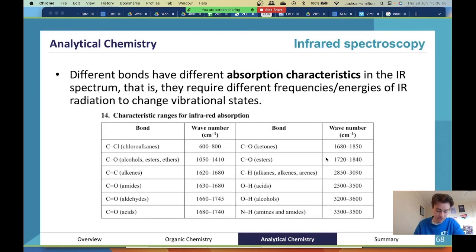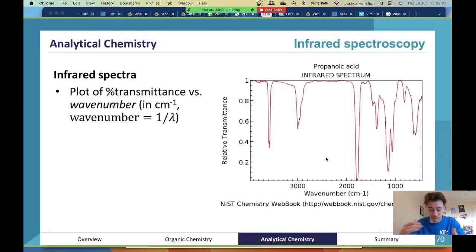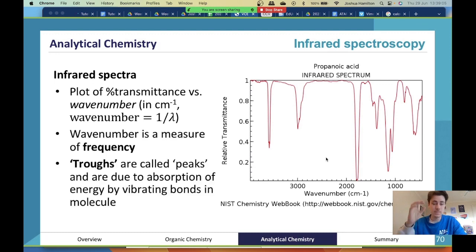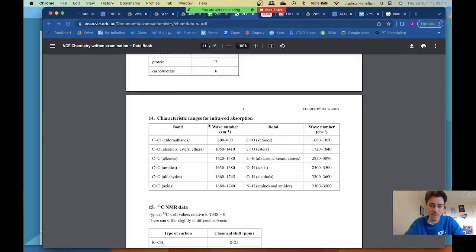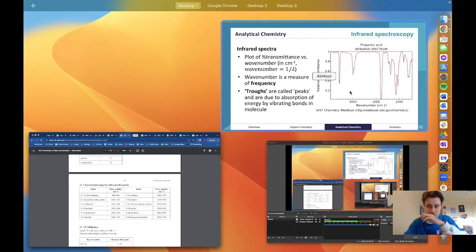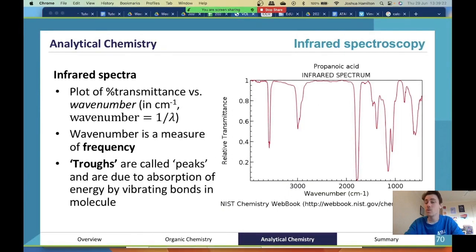As you can see here, different bonds have different absorption characteristics and different changes in vibration, which we detect differently. So this is what it looks like. Now, what do you need to know about this? The plot has percentage transmittance versus the wave number. Don't worry about that too much. The wave number is just a measure of the frequency, and it's just what you're going to use to compare with this. So you compare this with this along here. That is all you're going to use it for.